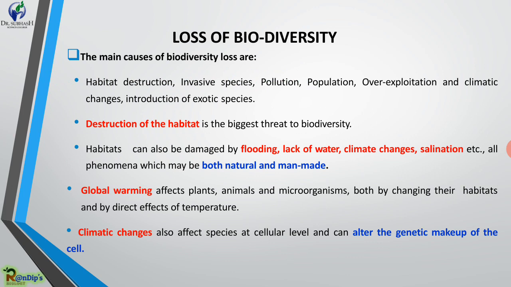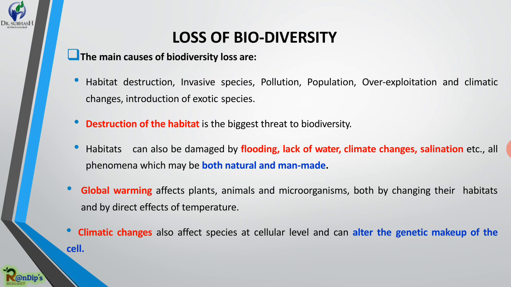Pollution: there is industrial pollution in coastline areas and riverine areas. So many industries are there, and industrial pollution is directly dumped into the river or sea, then native or particular localized species are lost. Population also causes loss of biodiversity, because some populations are higher and some lower. Then there is hunting, some man-made hunting and poaching, which also causes loss of biodiversity.